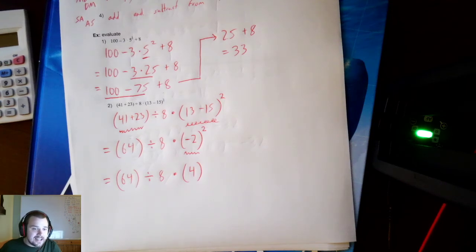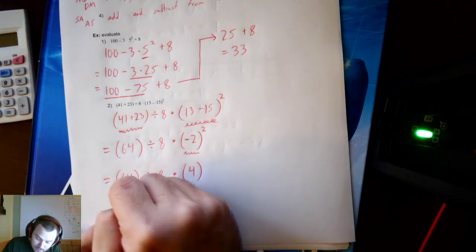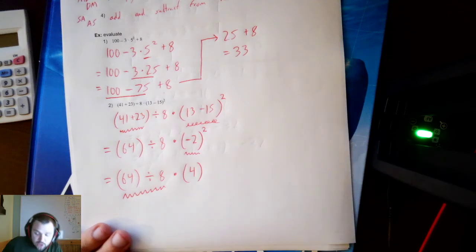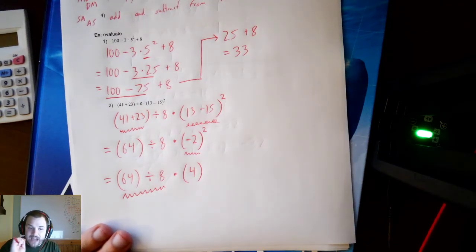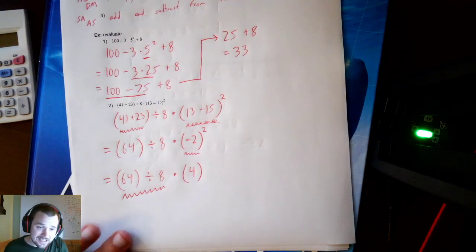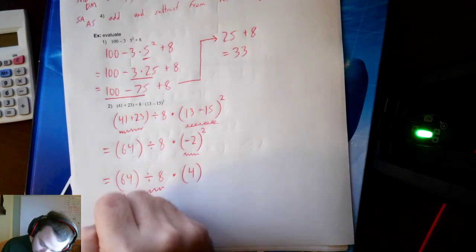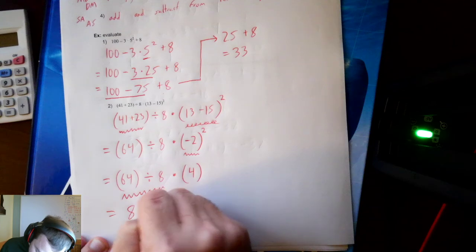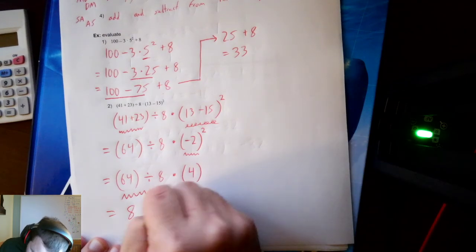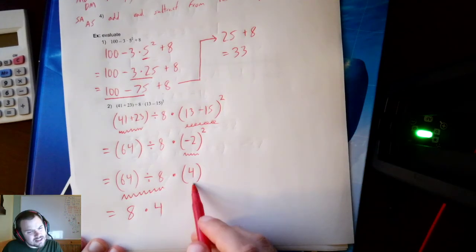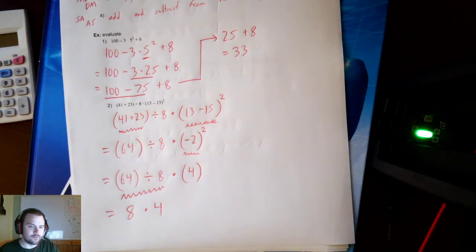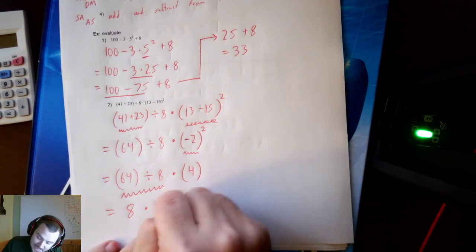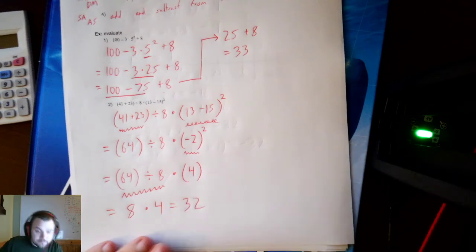Next, I multiply and divide in what order? Left to right. So I'm going to go right here to divide next. We do not multiply next. We divide next because it's on the left. 64 divided by 8 is 8, times this 4. I don't really need those parentheses anymore, do I? They're just kind of holding that 4 in place because 8 times 4 is 32.